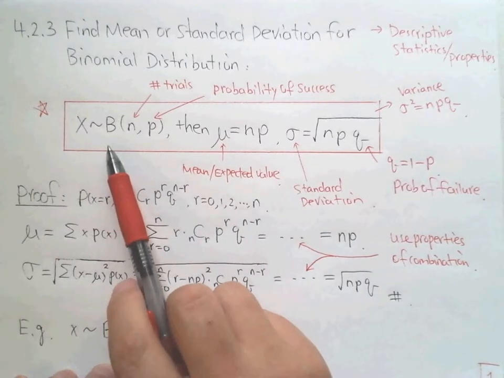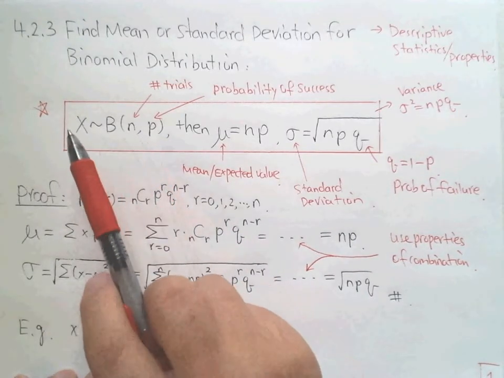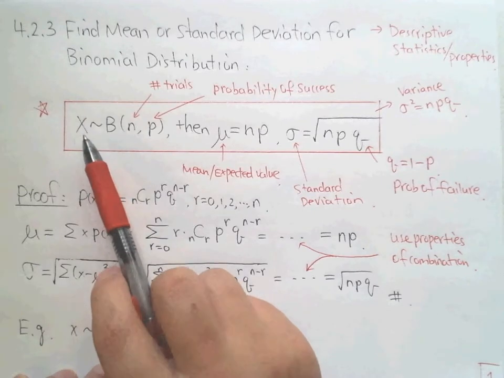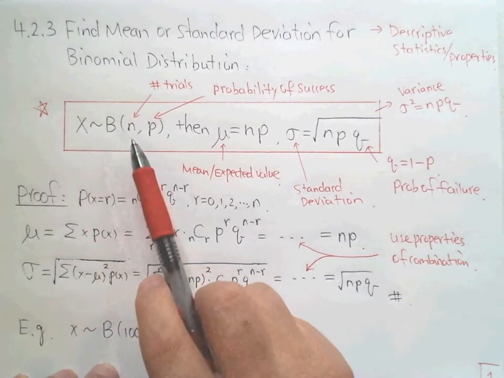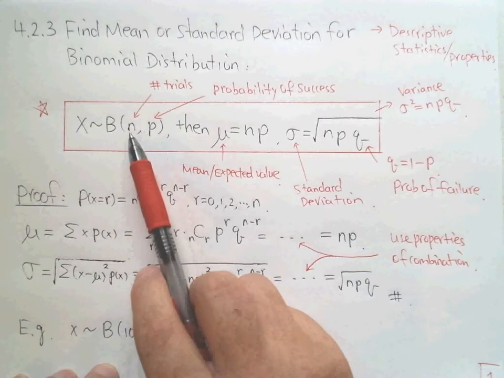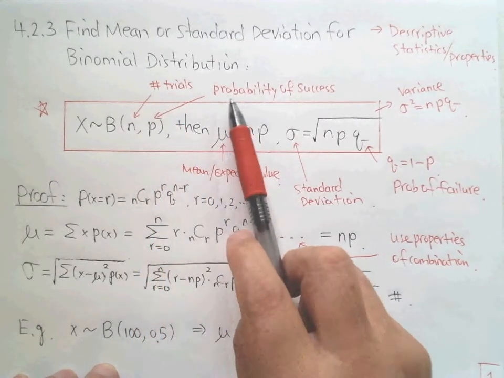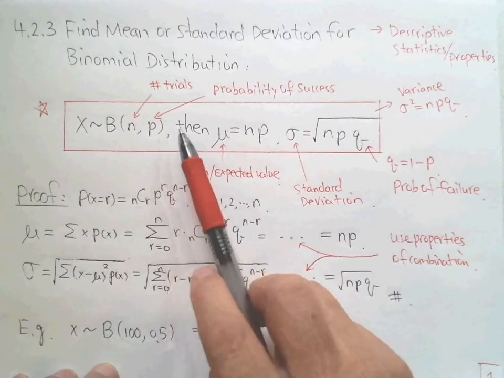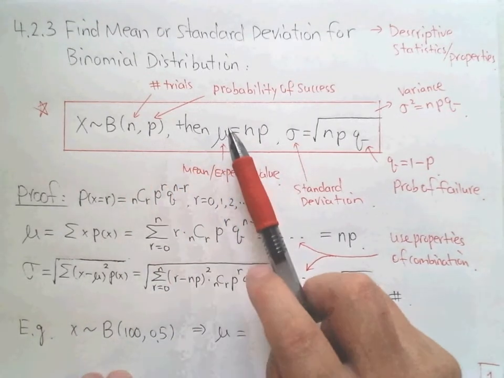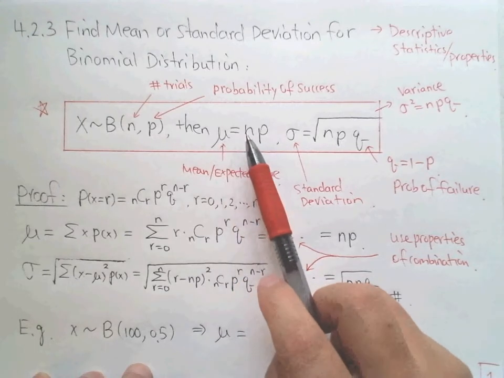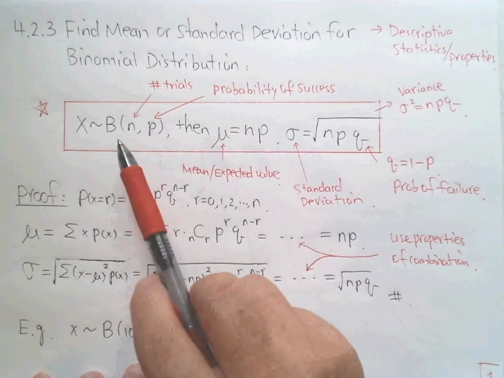If I give you a random variable that follows a binomial distribution (n, p), of course, n is the number of total trials, and p is the probability of success. Then what is the mean, or expected value? The mean mu equals n times p. Just these two parameters multiplied together.